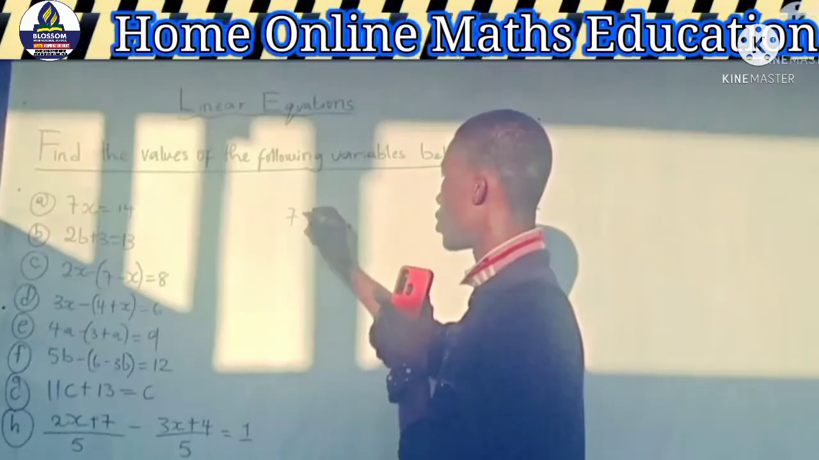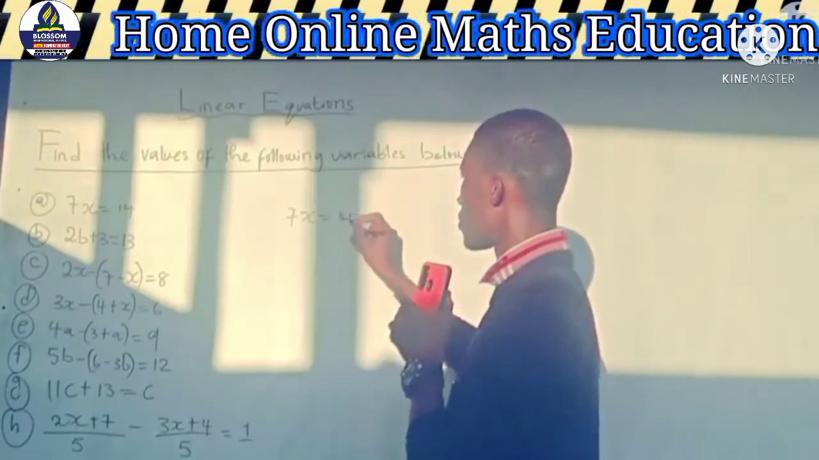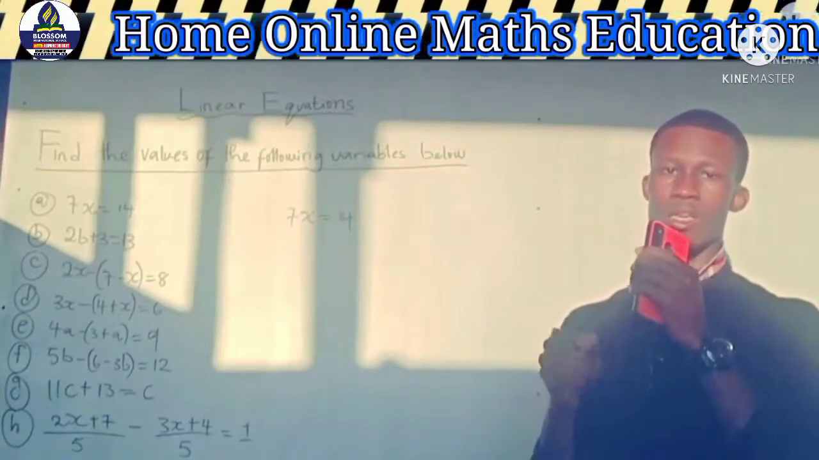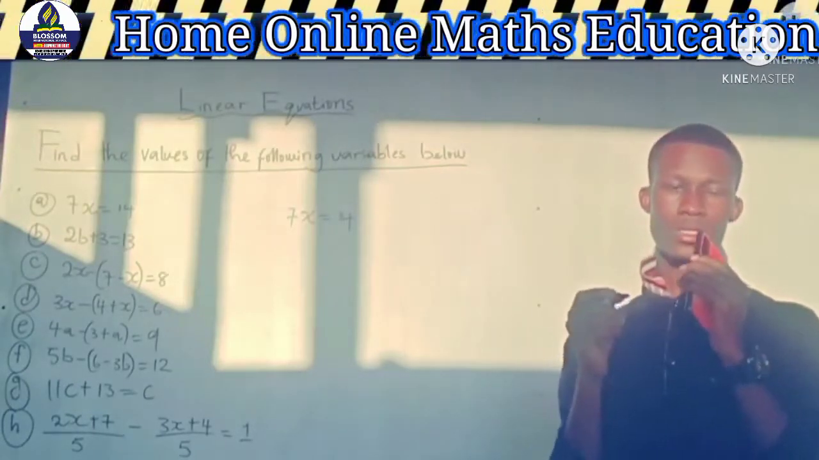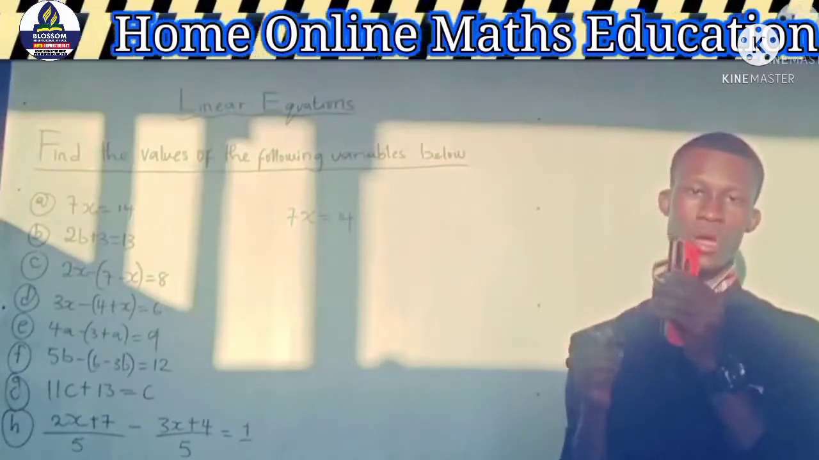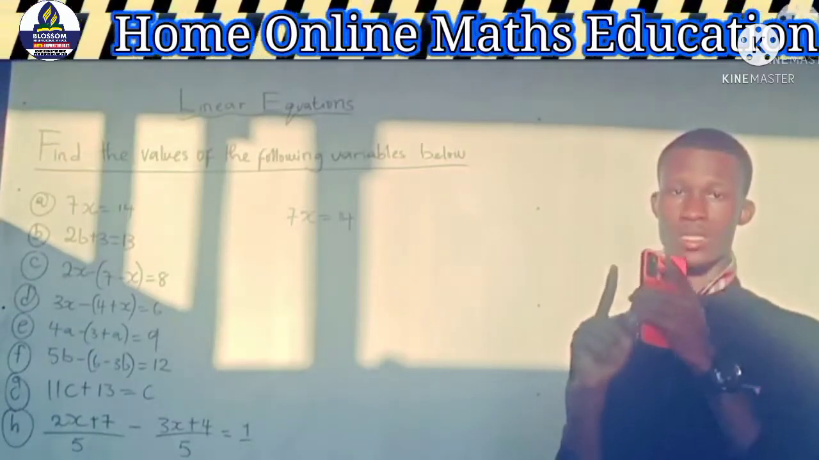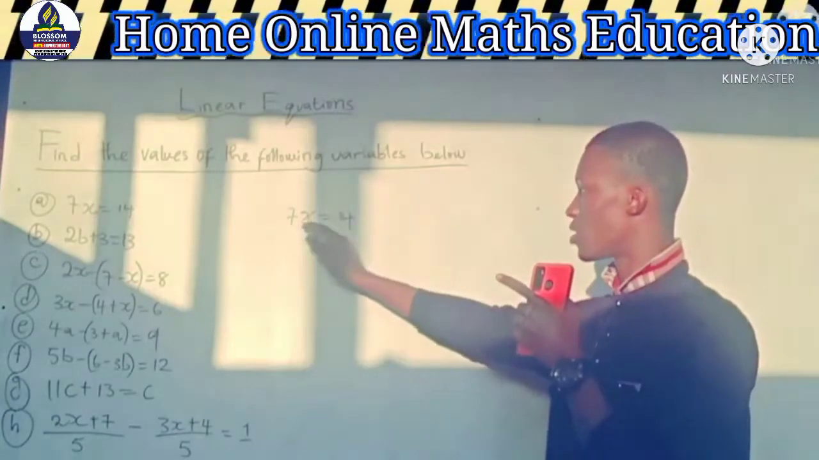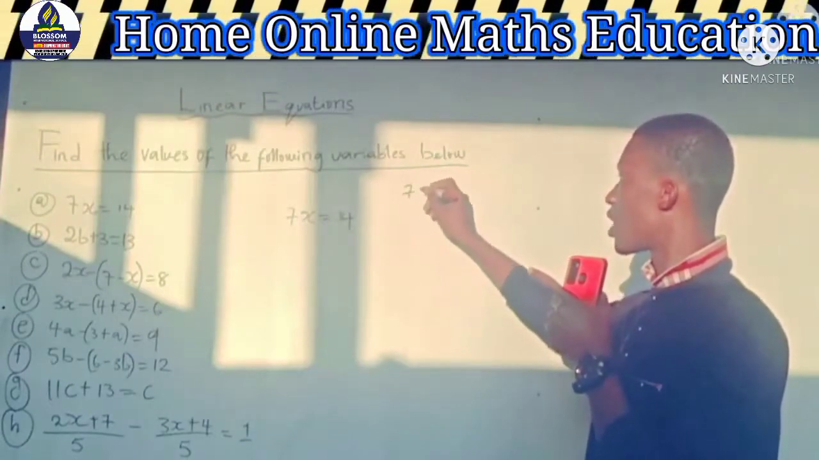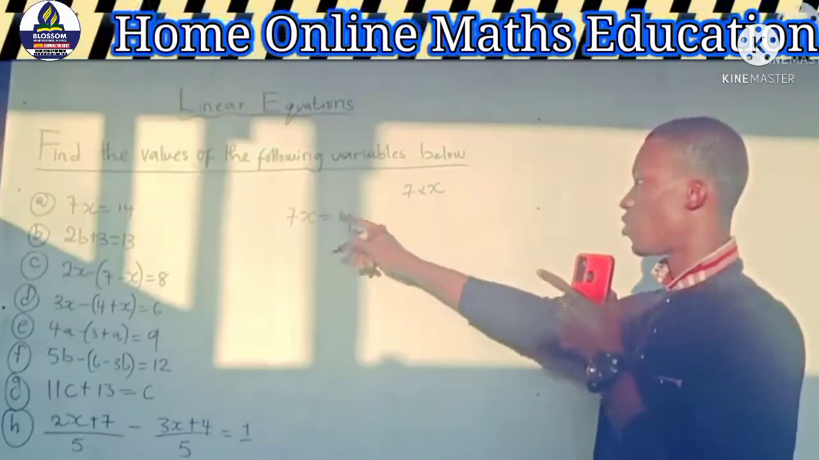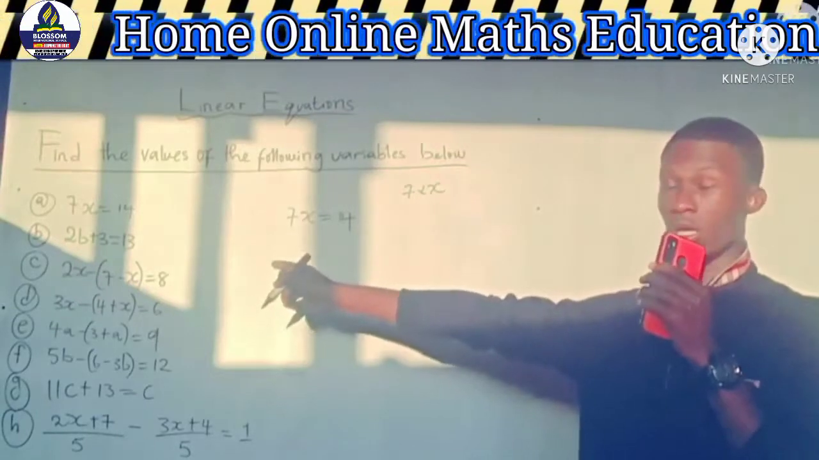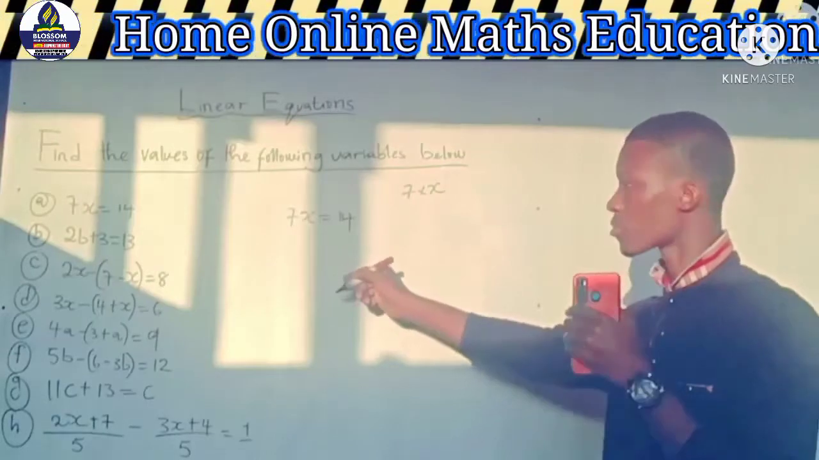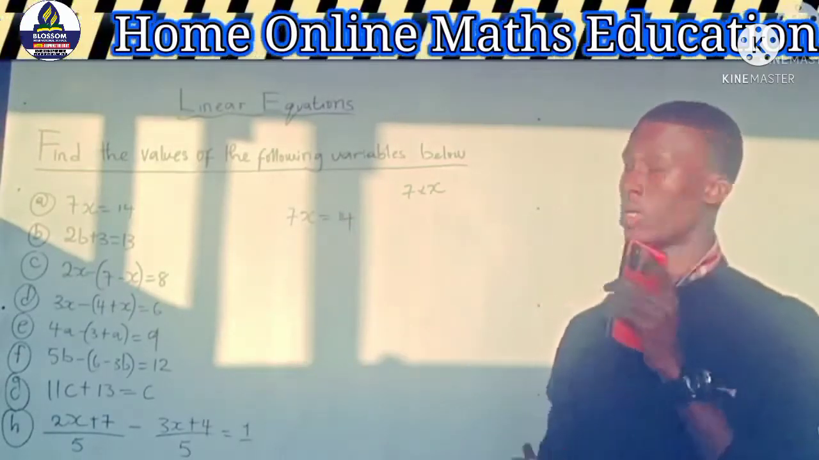So we begin by writing out the question, 7x equals 14. What's going to be our next step? We have to divide by the number that stays very close to that variable, because it was multiplied. Just like we can see, 7x: 7 times x gives us 7x. Therefore, the only way we can eliminate this 7 so that the variable can stay alone is by dividing both sides by 7.